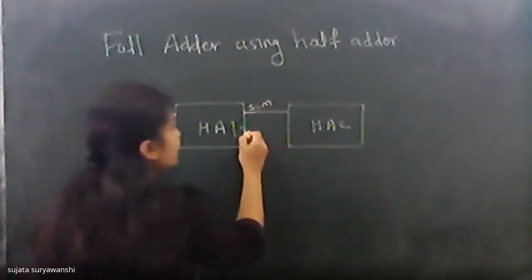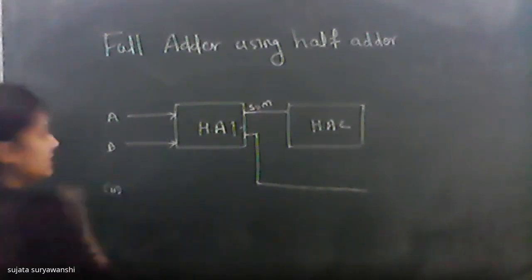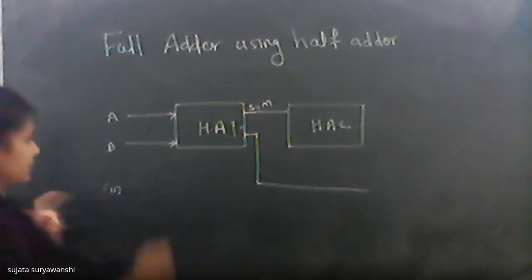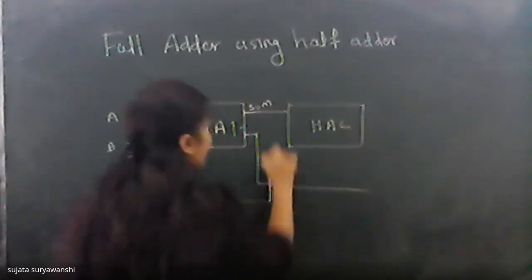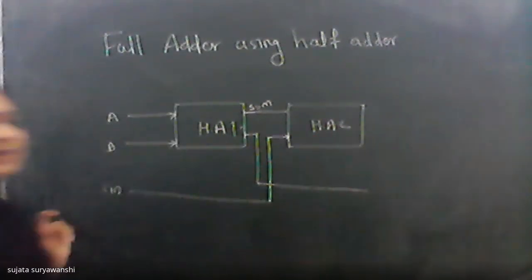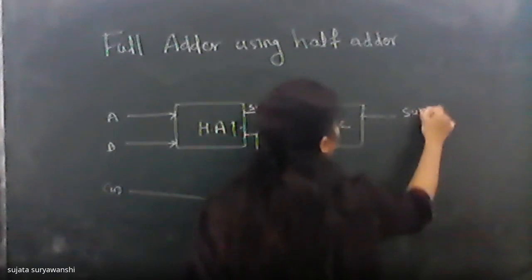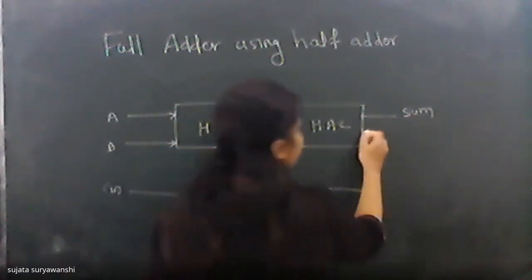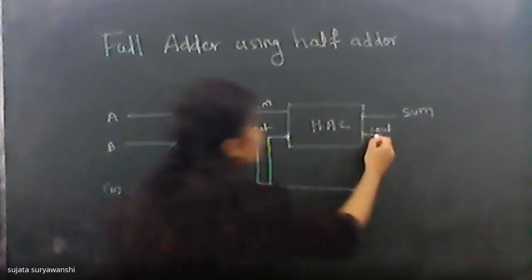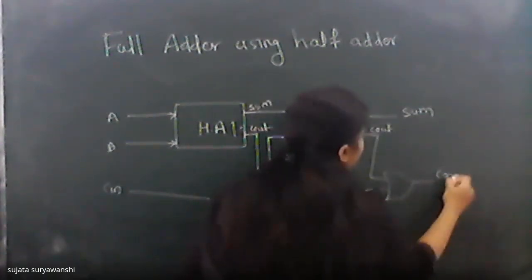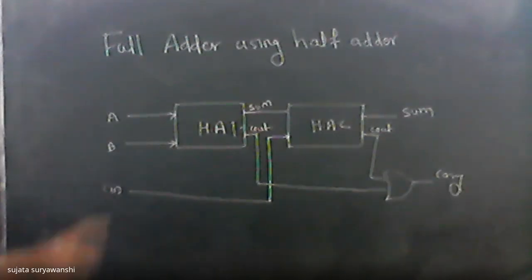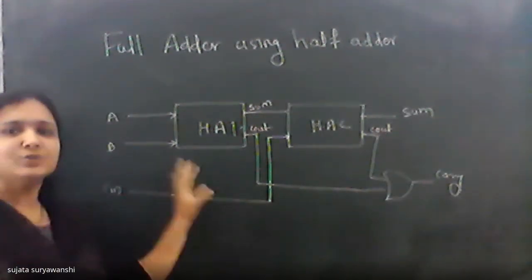But what about this carry? Carry should be given to the OR gate, and Cin, coming from the previous operation, is connected as the second input to the second half adder. Then this is the final sum of your addition. The carry out of the second one and the carry out of the first one should be connected to the OR gate. This is your final carry. This is the block diagram of full adder using half adder.